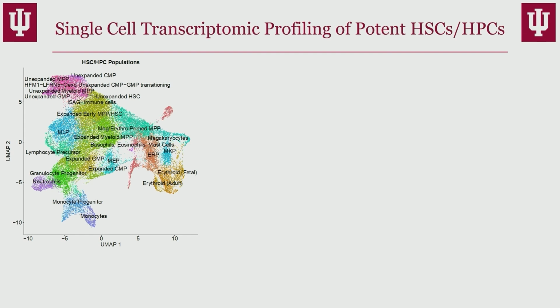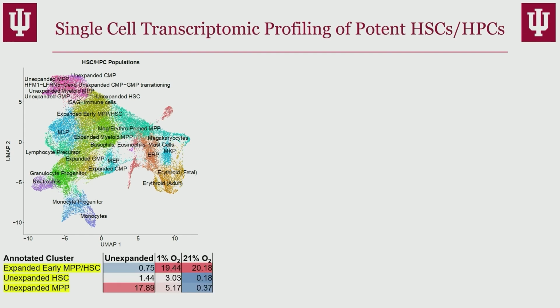Again, I'd love to talk more about this with you, but just for a taste of what we're looking at here, what you can see is actually that the cells grown at 1%, the low oxygen tension, had a much higher percentage of these sort of unexpanded HSCs and MPPs, what we consider these potent HSCs and MPPs.